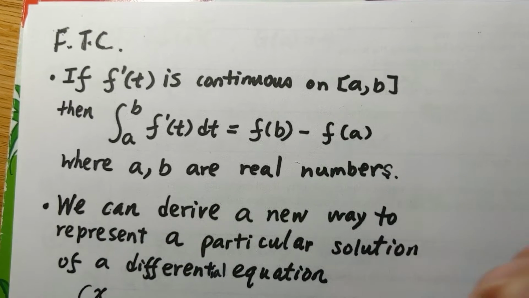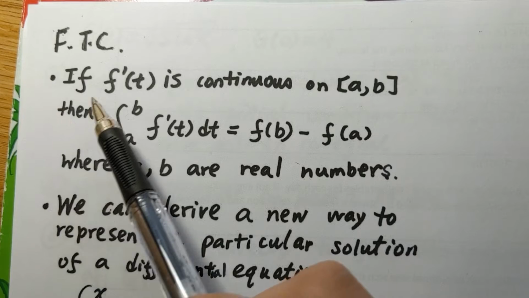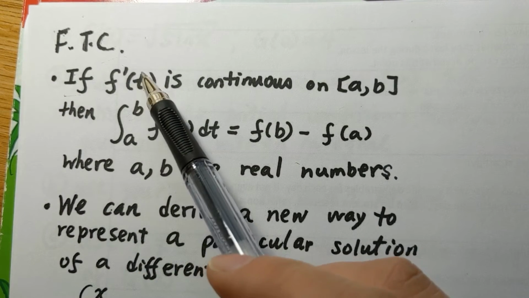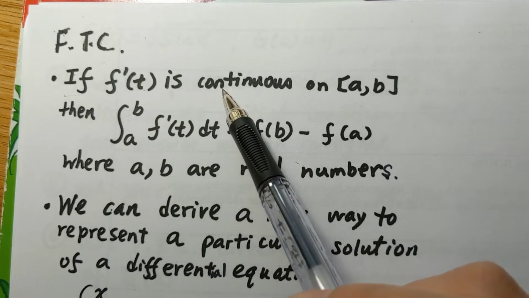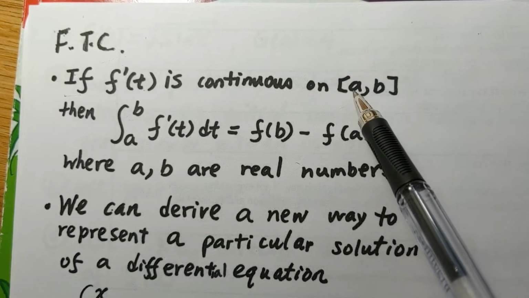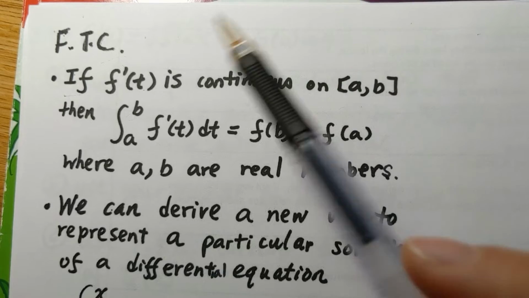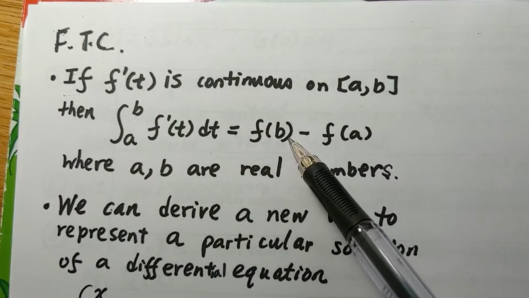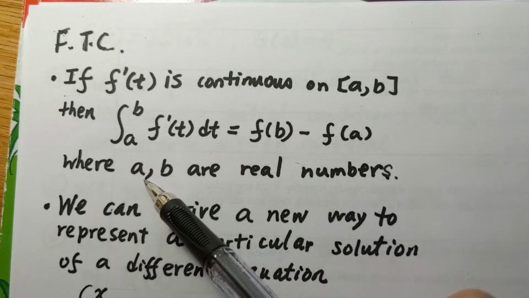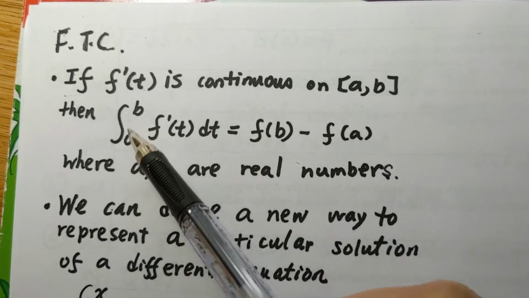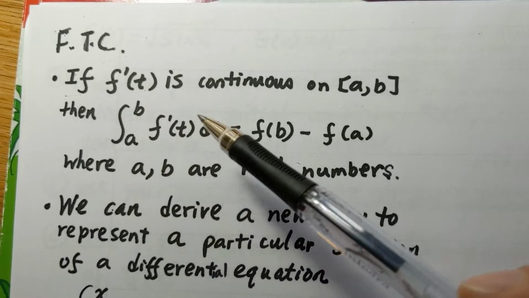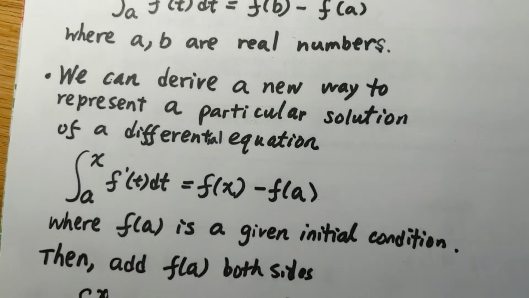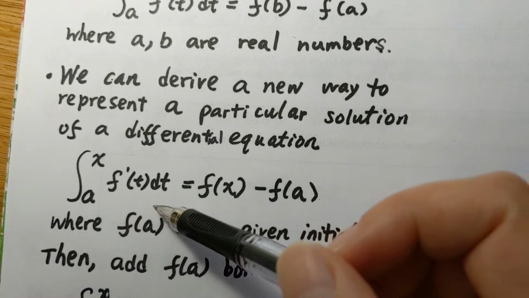So let's take a look at the FTC first. If f prime of t, I just changed the letter into t, is continuous on the interval from a to b inclusive, then the integral from a to b of f prime t dt equals f of b minus f of a, where a and b are real numbers. So what we learned so far, a and b are still real numbers. Now we are going to change a little bit.